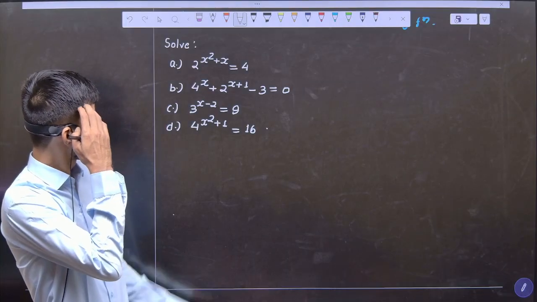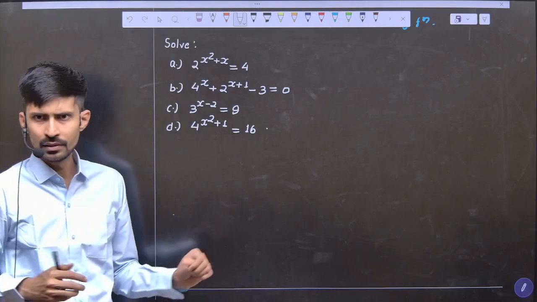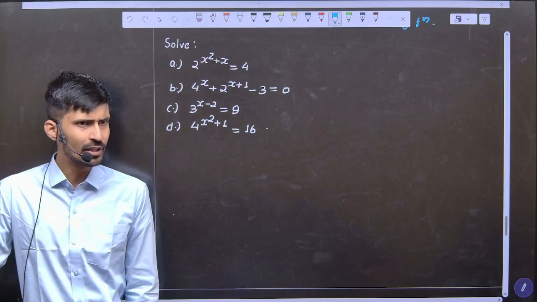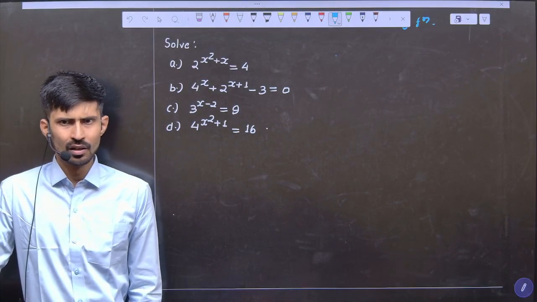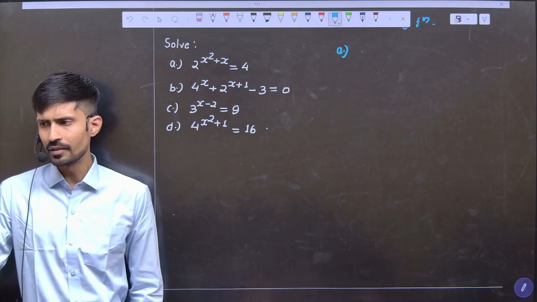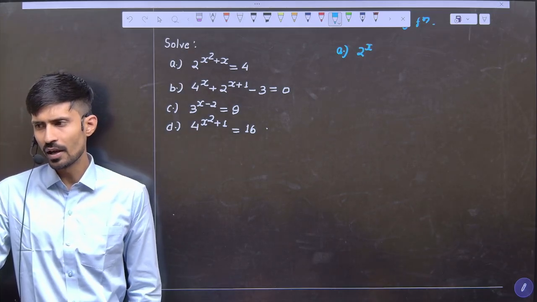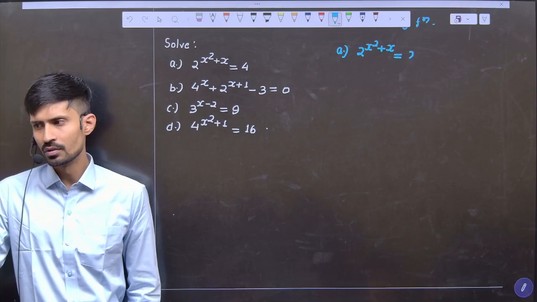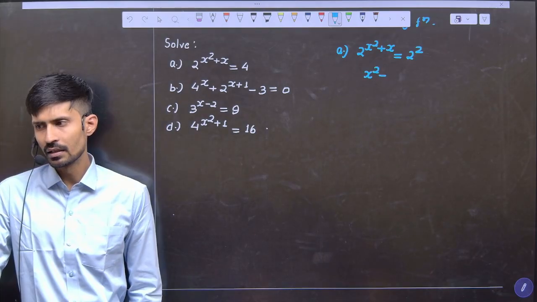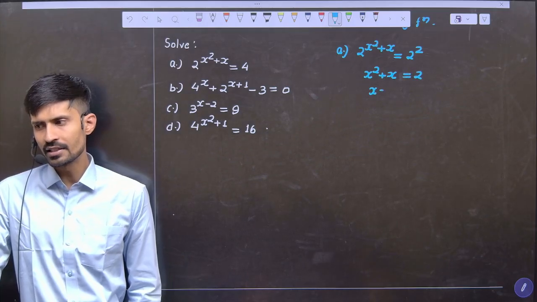Is it 16 or 10? Here 16. First we have to solve the first part. See, all these are very easy. Only you have to understand. You know the things. Okay? So first A part we will solve. That will become 2 raised to x square plus x is equals to 2 square. And x square plus x is equals to 2. And here we'll get x is equals to 1 and minus 2.